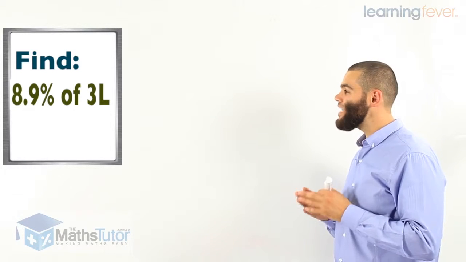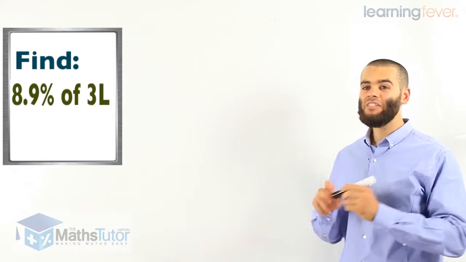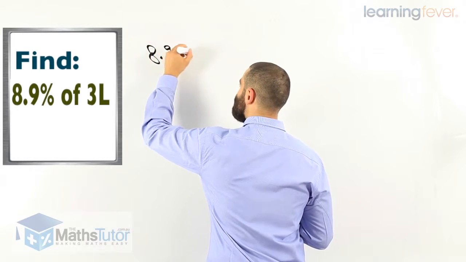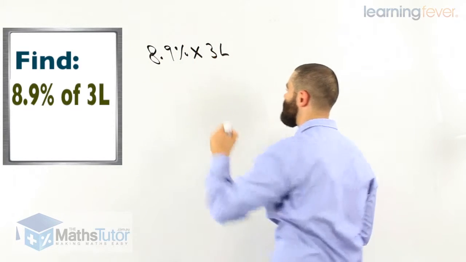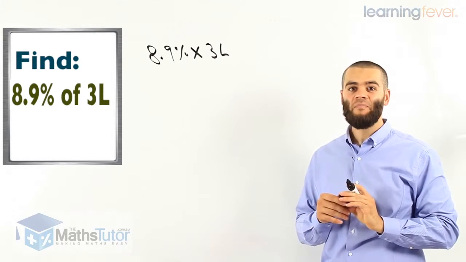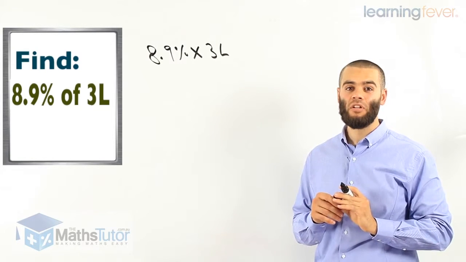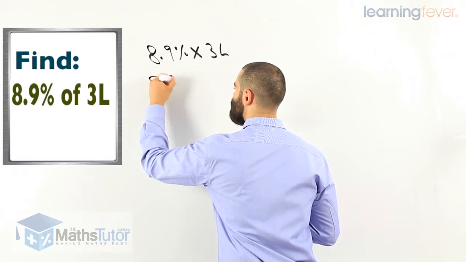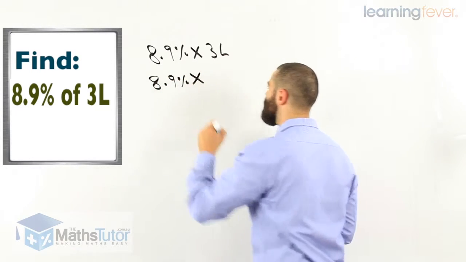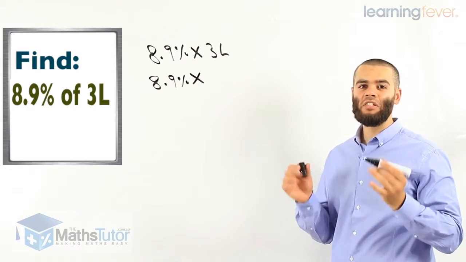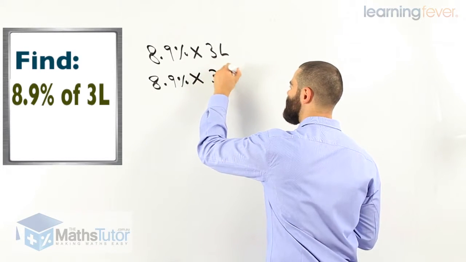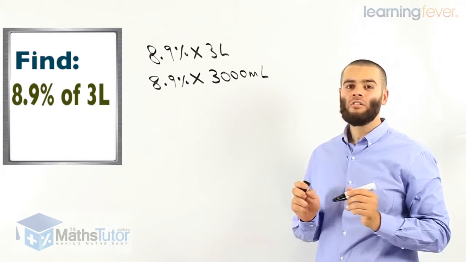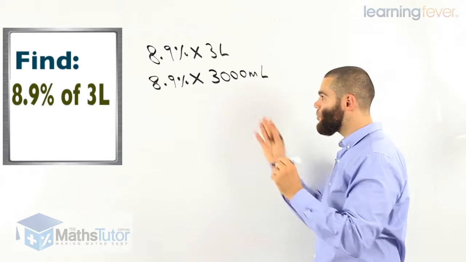Okay, next example. 8.9% of 3 liters. Let's write it down. We know 8.9% times 3 liters. Now, to make it easier, I like to change the liters to a smaller unit. Liters to milliliters. So 8.9% times 3 liters is how many milliliters? We times by 1,000, so 3,000 milliliters. Now 8.9% times 3,000 milliliters. Put it in your calculator.